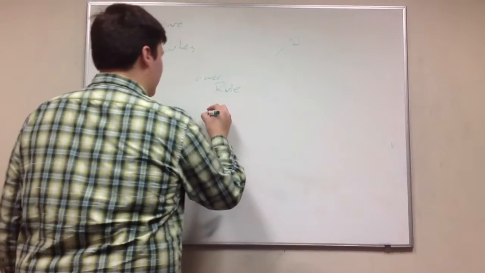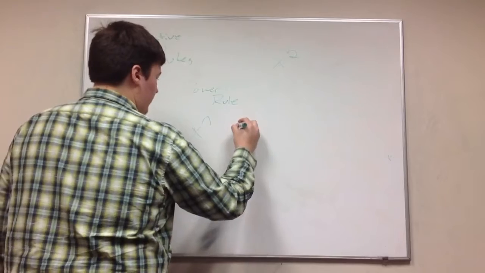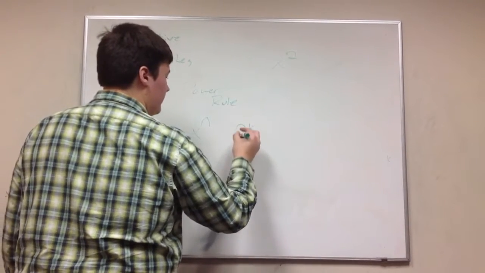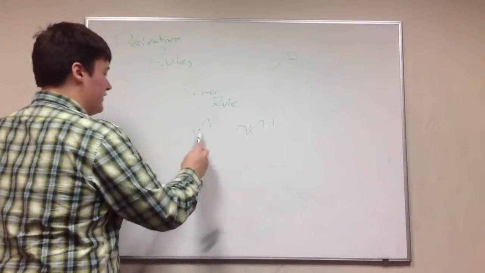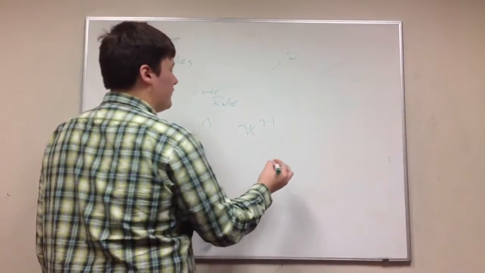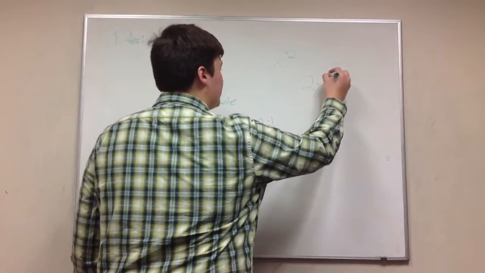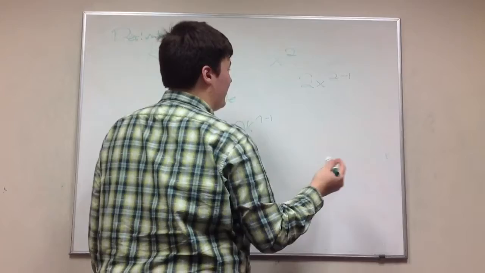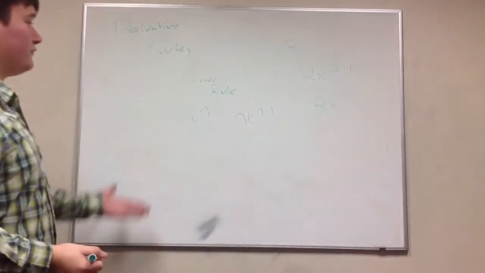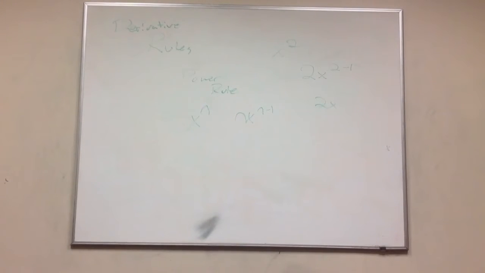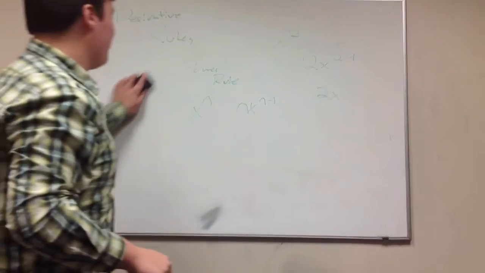The power rule says that whenever you have x to the n, the derivative of it is n times x to the n minus 1, and n is any number. So for this, we're just going to implement it into this rule. We end up with 2x to the 2 minus 1, which is just 2x. Take a second, look at that.